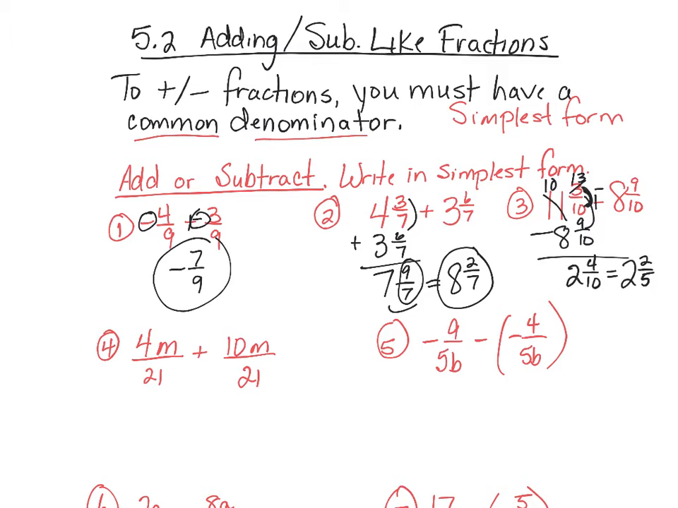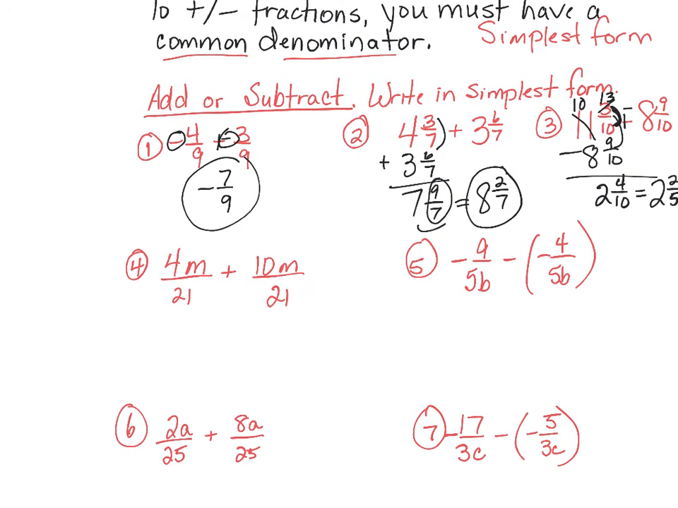Okay, now we're going to move on to where we have variables in there. They both have the same variables, so they are like terms. It's adding, so all I'm going to do is add the coefficients, and we get 14m over 21. But notice 14 and 21 both share a 7. So we're going to write 2m over 3.